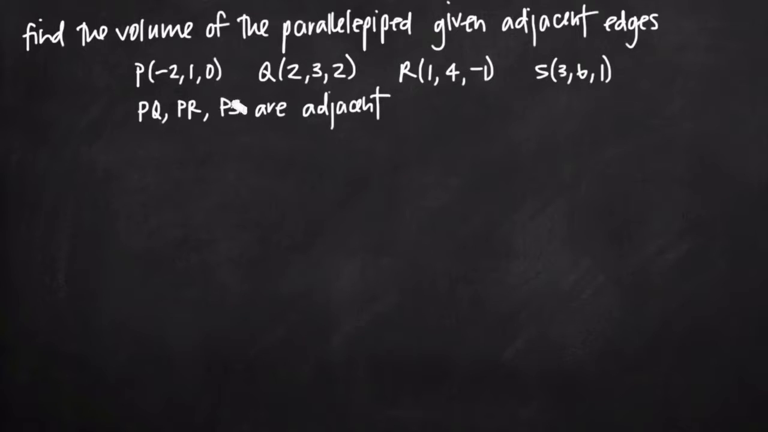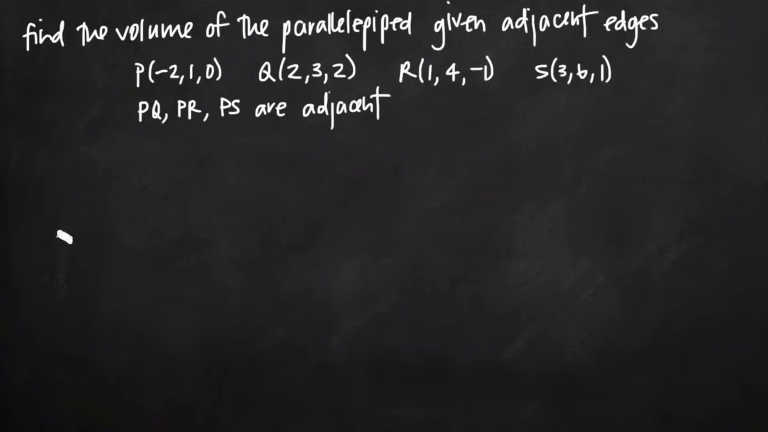In this particular problem, we've been given 4 points in 3-dimensional coordinate space, point P, Q, R, and S. We've been told that PQ, the line segment from P to Q, PR and PS are 3 adjacent edges of our figure. What that means is that they all 3 start at the same corner of the figure and go in different directions. And that's very convenient because what that does is it defines for us, essentially, the length, width, and height of our parallelepiped figure.